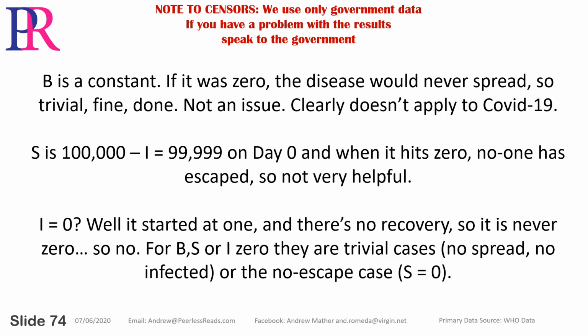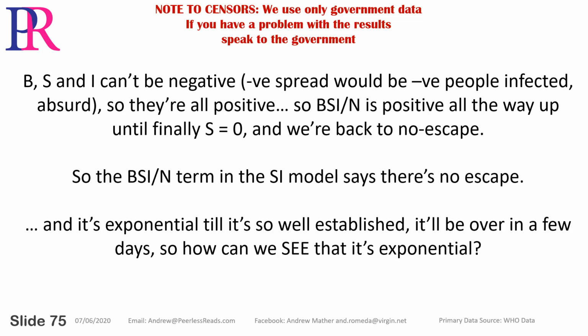S is 100,000 minus 1 equals 99,999 on day 0, and when it hits 0, no one has escaped, so not very helpful. I equals 0? Well, it started at 1 and there's no recovery, so it's never 0, so no. For B, S or I equal to 0, they are trivial cases, no spread or no infected, or they are the no escape case, S equals 0. B, S and I can't be negative. Negative spread would be negative people infected, absurd, so they're all positive.